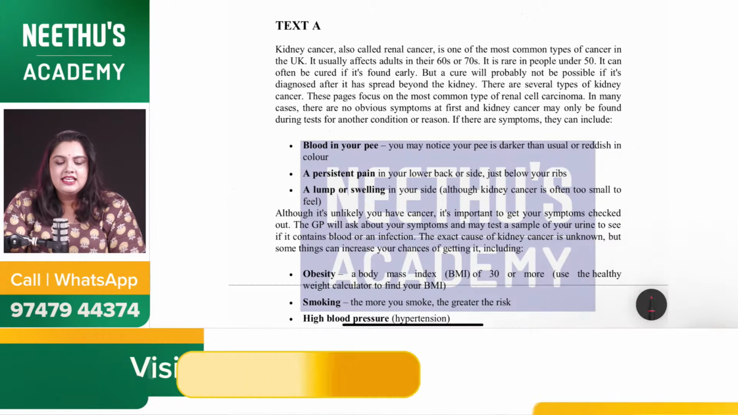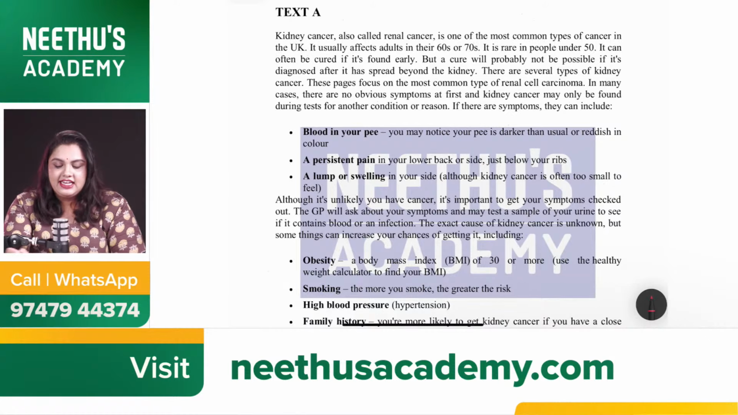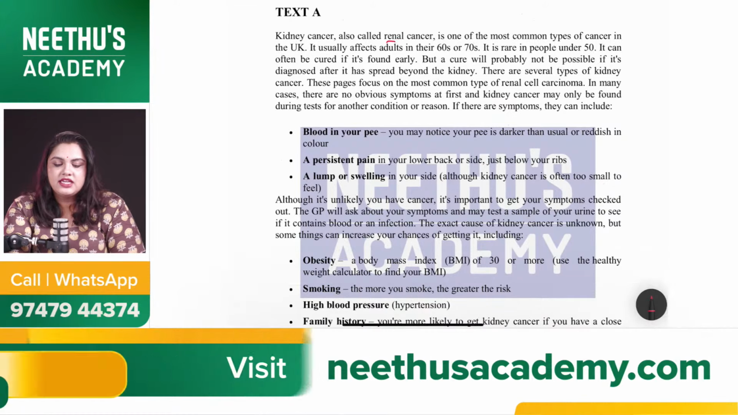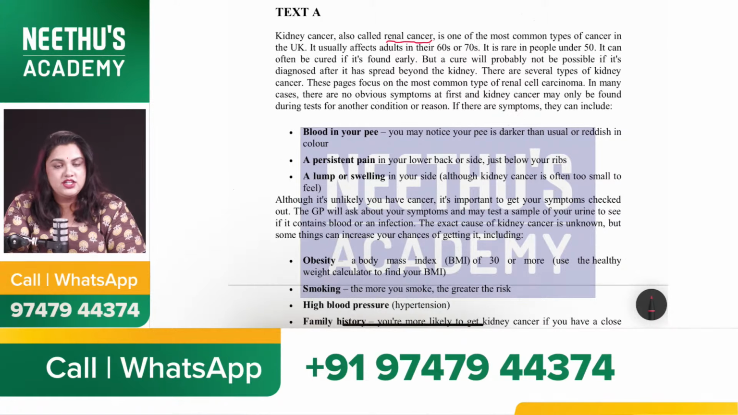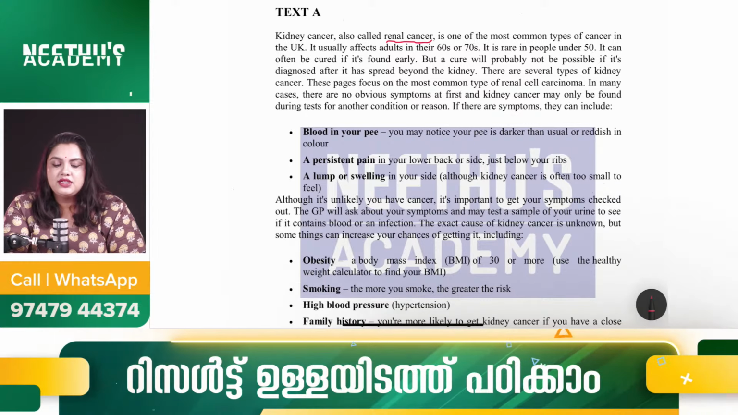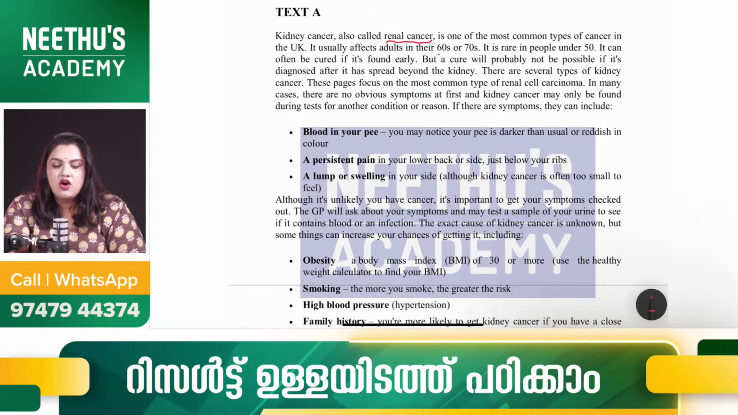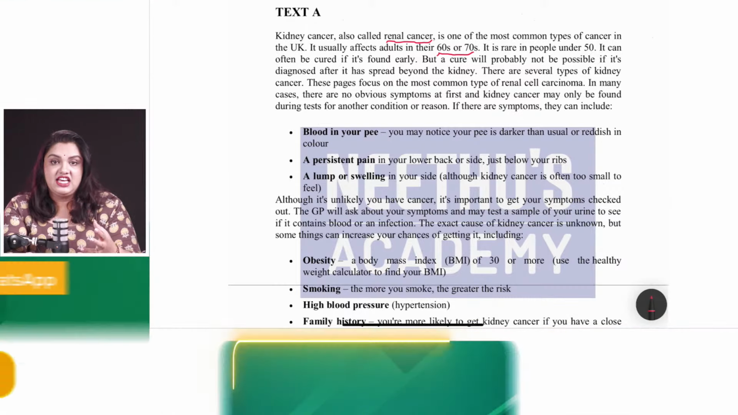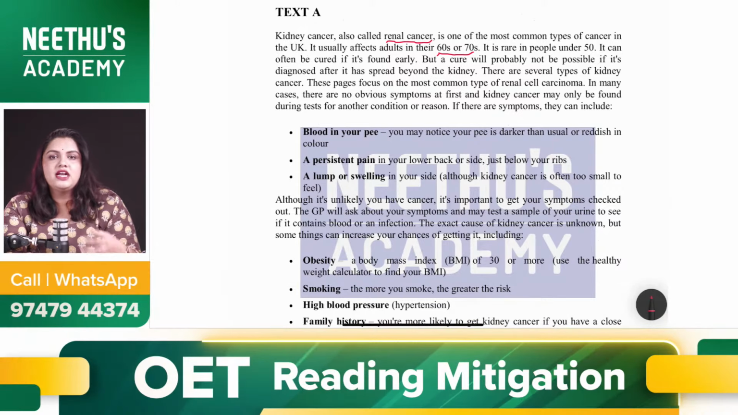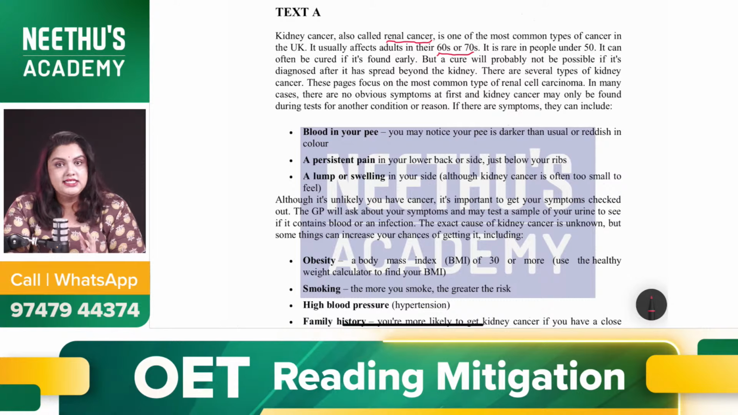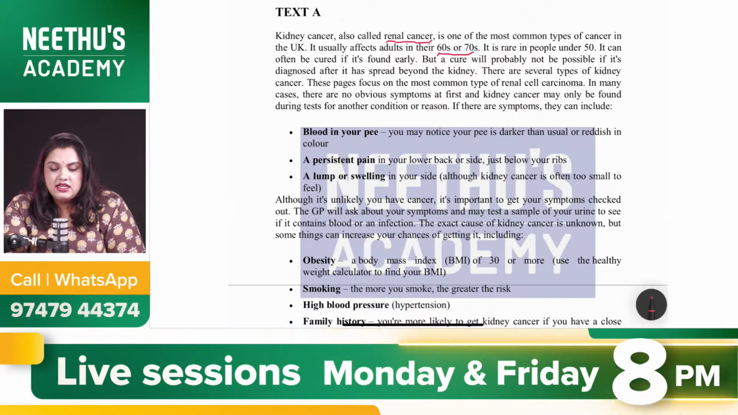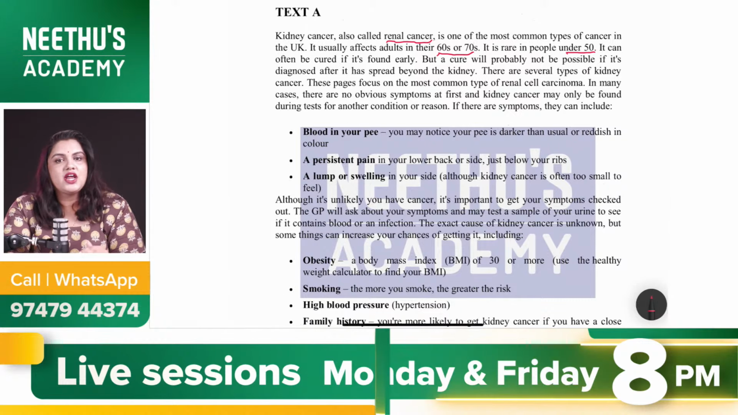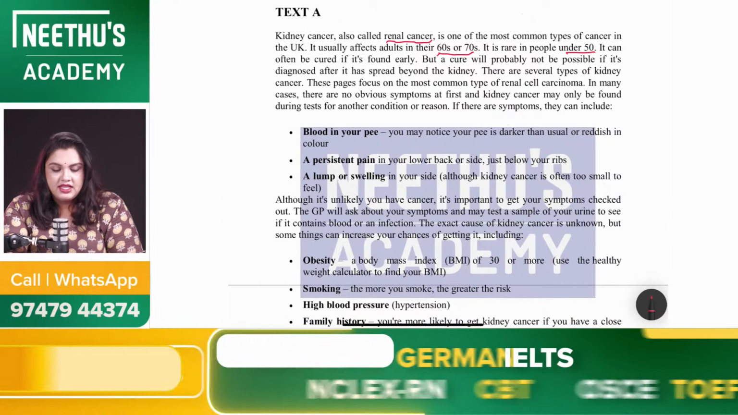Alright, kidney cancer is also called renal cancer. So another name for kidney cancer is renal cancer. It is one of the most common types of cancer in the UK. It usually affects adults in their 60s or 70s. So that is the point: 60s or 70s. It's rare in people under 50. So for people under 50 years of age, it is very rare.